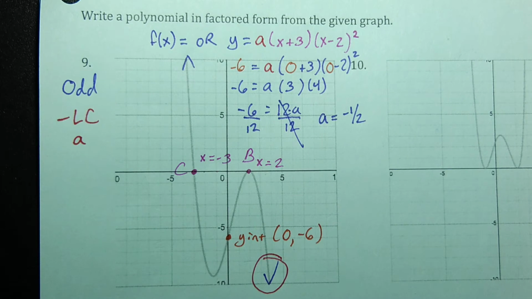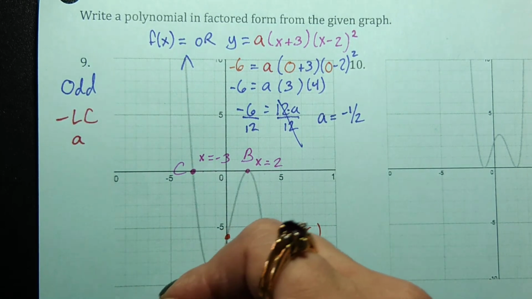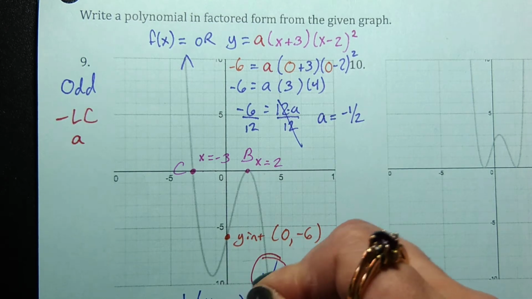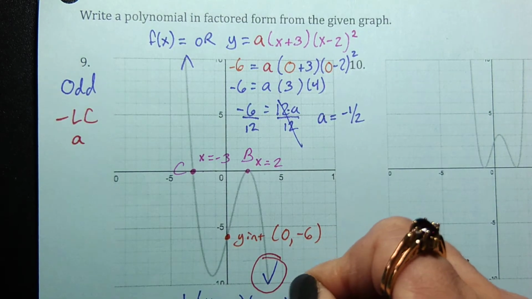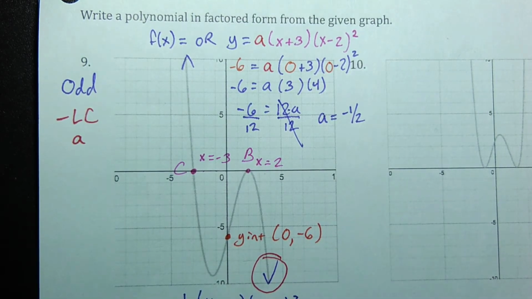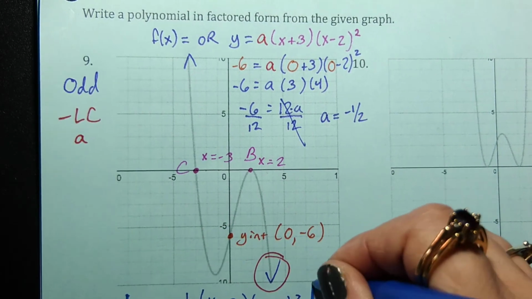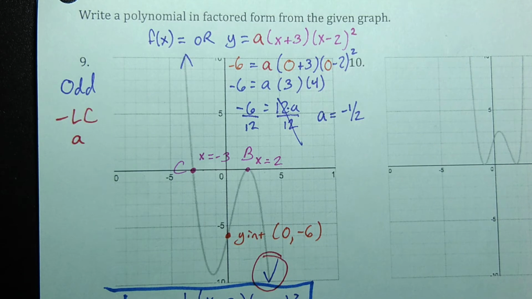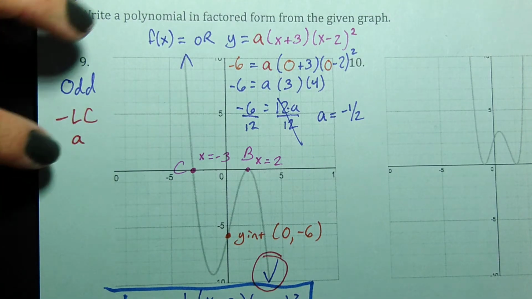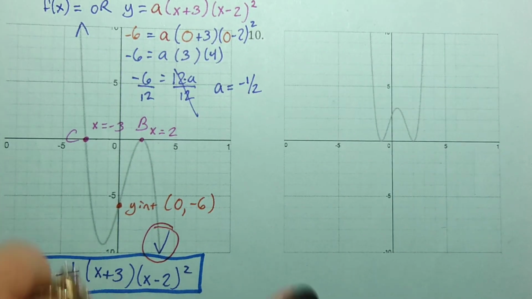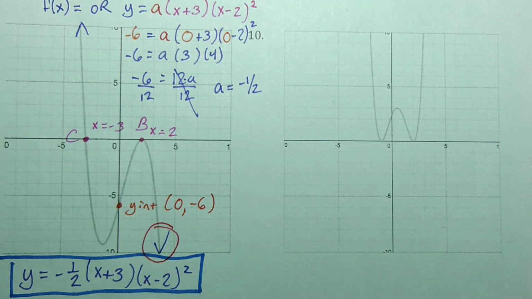So now writing that final equation, y equals negative 1/2 for the A, x plus 3, x minus 2 squared. Questions? All right, folks, number 10. Get as far as you can in 2 minutes. See if you can do the whole thing.